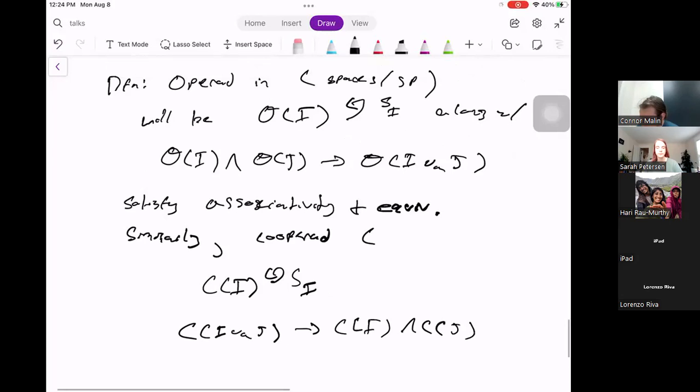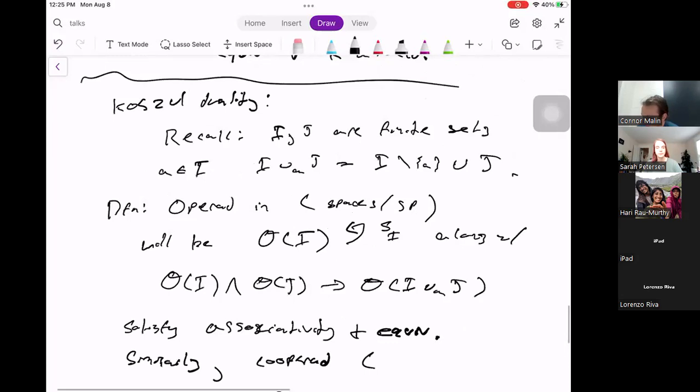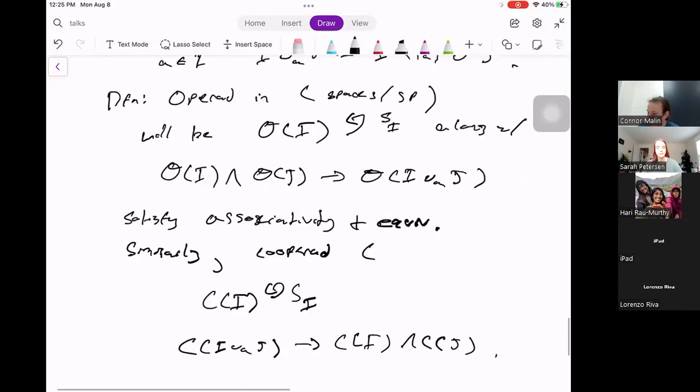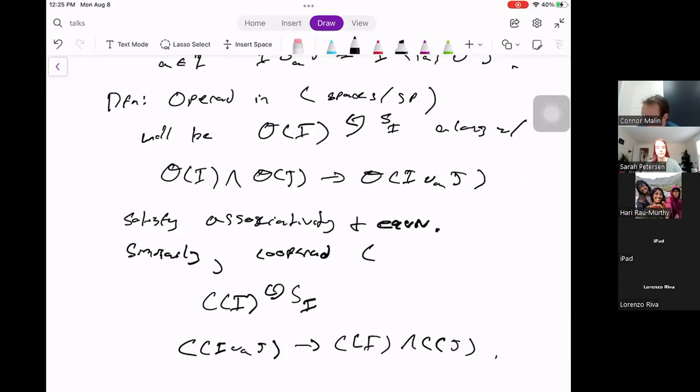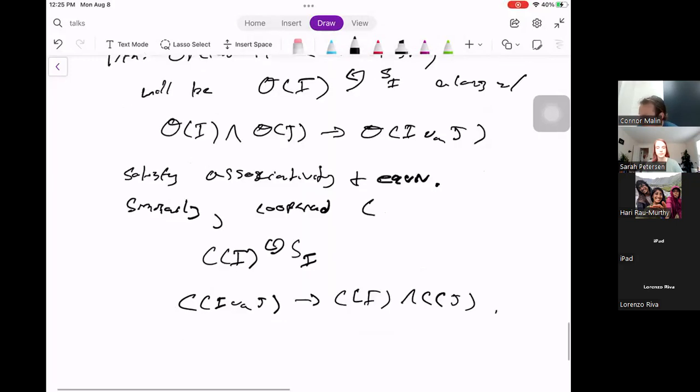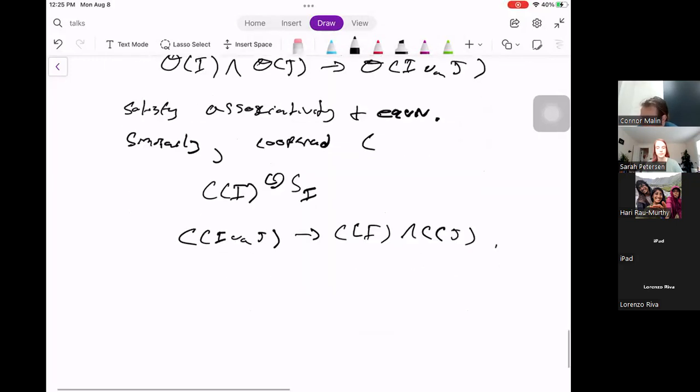Where's a in the above definition? So a is an element of I. So for every a. Yeah, this is for every choice of I, J, and a. And this definition is well known to be equivalent to the normal definition of operads. So let me give an example.